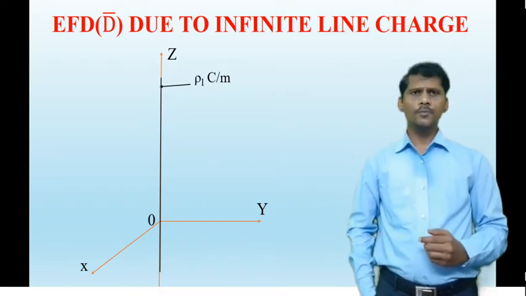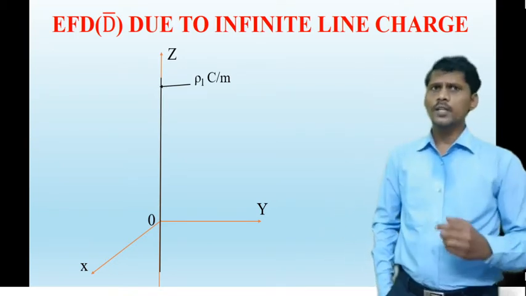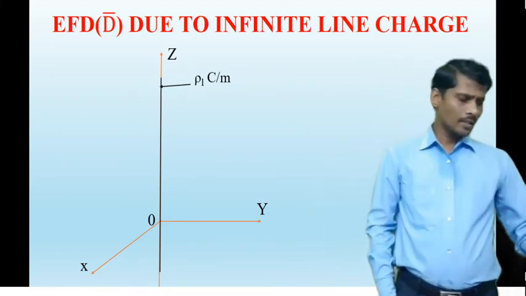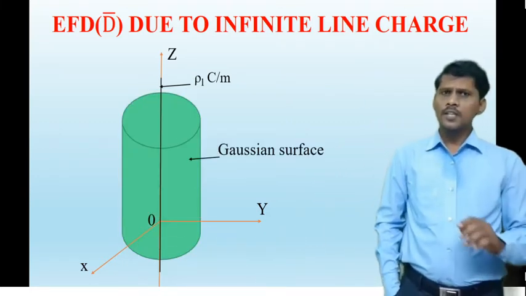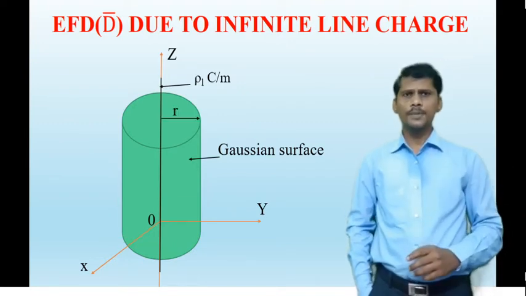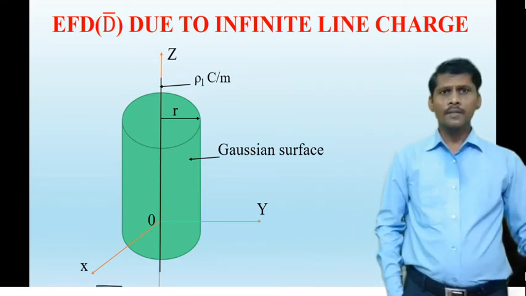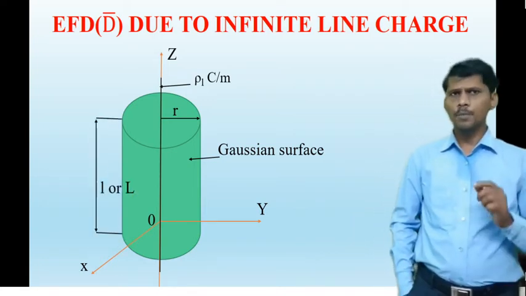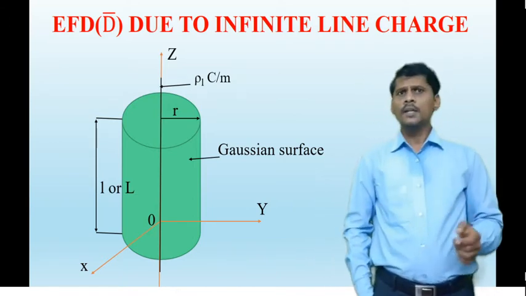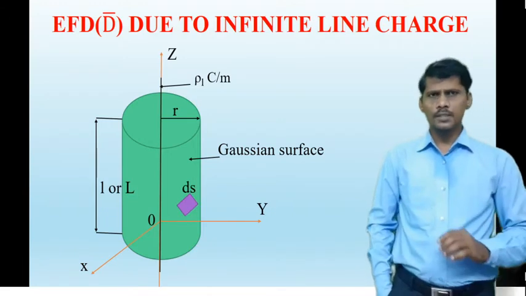Consider the Gaussian surface as a right circular cylinder, a closed Gaussian surface. The radius of the Gaussian surface is small and the length of the cylinder is capital L. Consider a point P at any point on the surface, and at that point P, consider a differential surface ds.